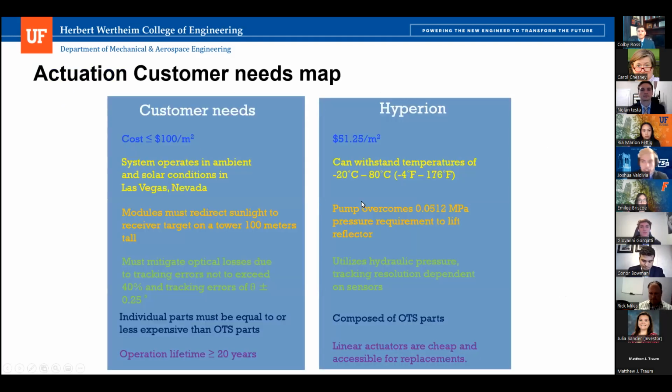Great, thank you, Gio. And then I'll talk about the actuation a little bit. So for the customer needs, again, for the overall system, costs need to be less than $100 per meter squared, be able to withstand the environment of Las Vegas, have to be able to redirect the sunlight, track the sun within an error of 0.25 degrees, and then have an operational lifetime of greater than 20 years.